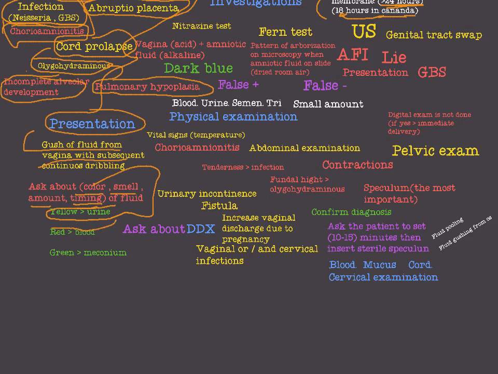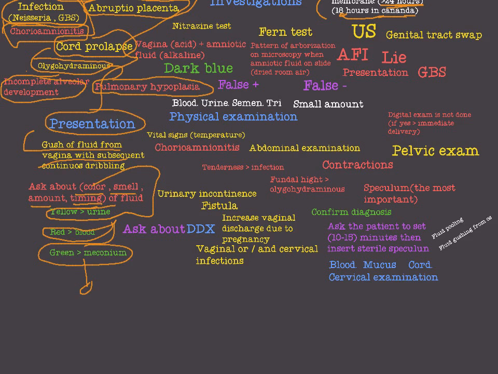If we have red fluid, maybe it is blood, due to abruptio placenta, for example, or trauma, infection, laceration. Green is meconium, and here we have to take care because meconium is an implication of fetal distress, and we have to deliver the baby immediately.